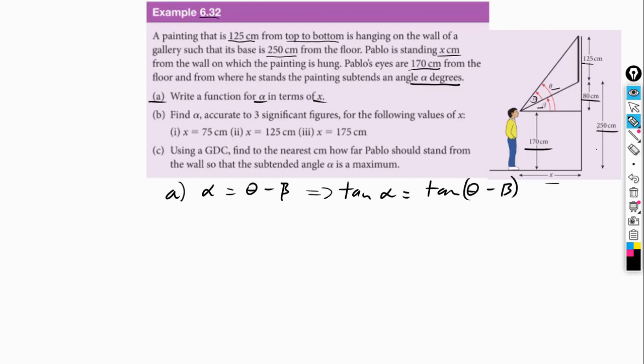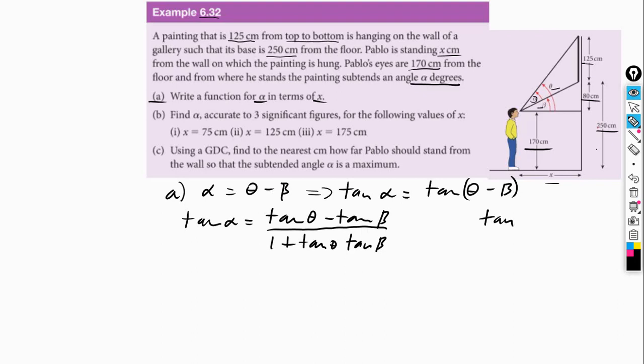So this implies that we can use one of the identities, right? So that would mean that tangent of alpha is equal to tangent of theta minus tangent of beta divided by 1 plus tangent of theta times tangent of beta. So that means that we need to use the values for tangent of theta and tangent of beta. But notice that we can see that from the drawing because tangent of beta is easy to see. Tangent of beta is 80 over x.